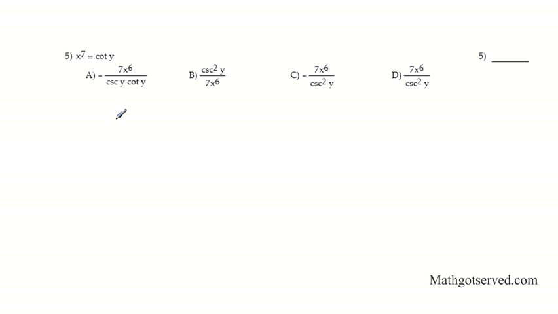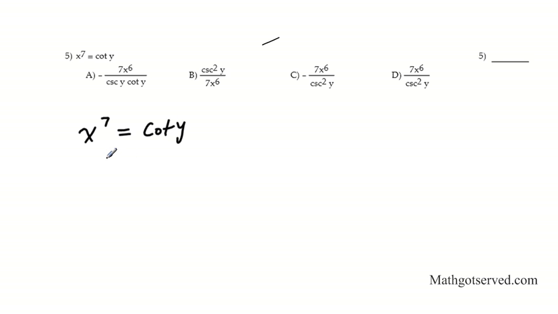Example number 5. So we have x to the 7 equals cotangent y. All right, so let's take a look at this. We have x to the 7 equals cotangent y. Okay? Alright, so let's go ahead and do this.